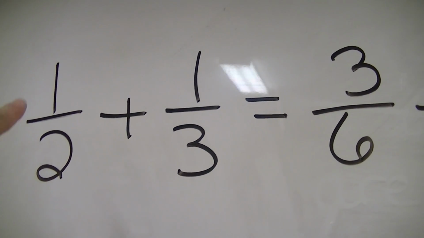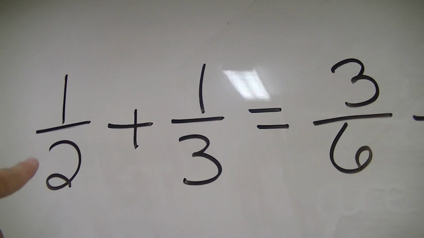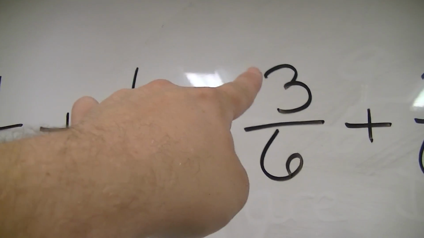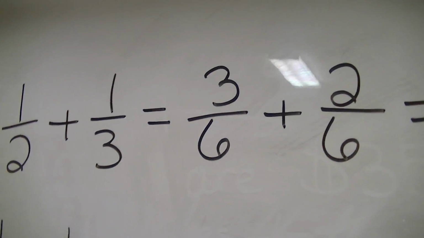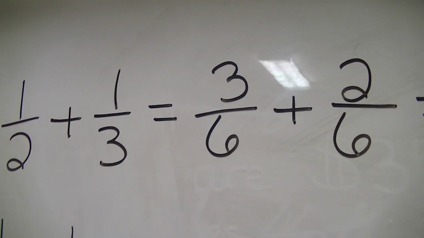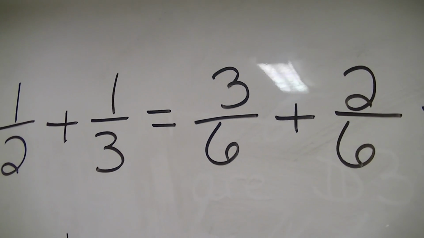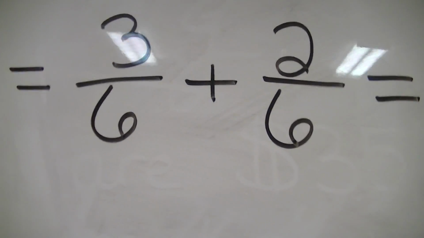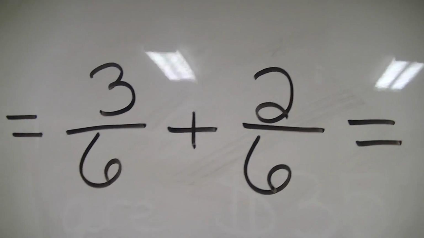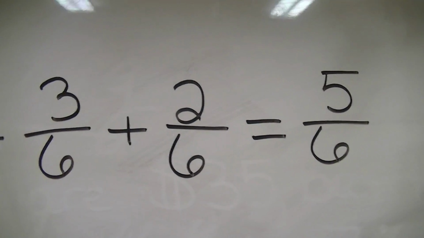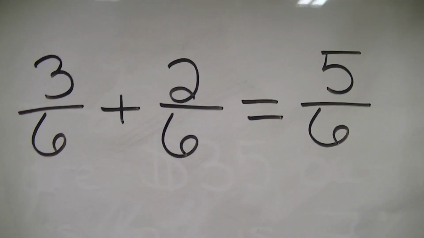Whatever I do to the bottom, I have to do to the top. So if I multiplied by 3 here, I multiply by 3 here. That's how I get 3 over 6. Same thing with the 1/3. 3 times what gives us 6? That's 2. So I've got to multiply the 1 times 2 on the top. That's how our new question turns into 3 over 6 plus 2 over 6, which gives us an answer of 5 over 6.